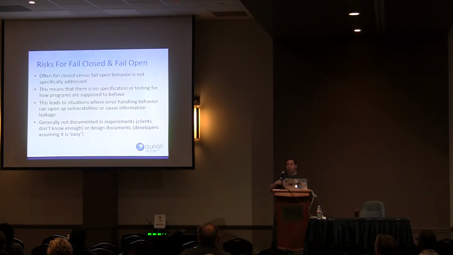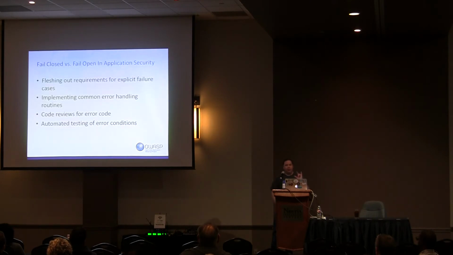So what this means in terms of application security is we have to flesh out requirements for explicit failure cases. If this is the failure scenario, this is how we want to handle it. And that means implementing common error handling routines. It means code reviews, not just for our code, but also for the error handling piece. And it means when we're doing our testing, we have to test for error conditions in addition to the stuff that we're expecting. Make sense? Questions?